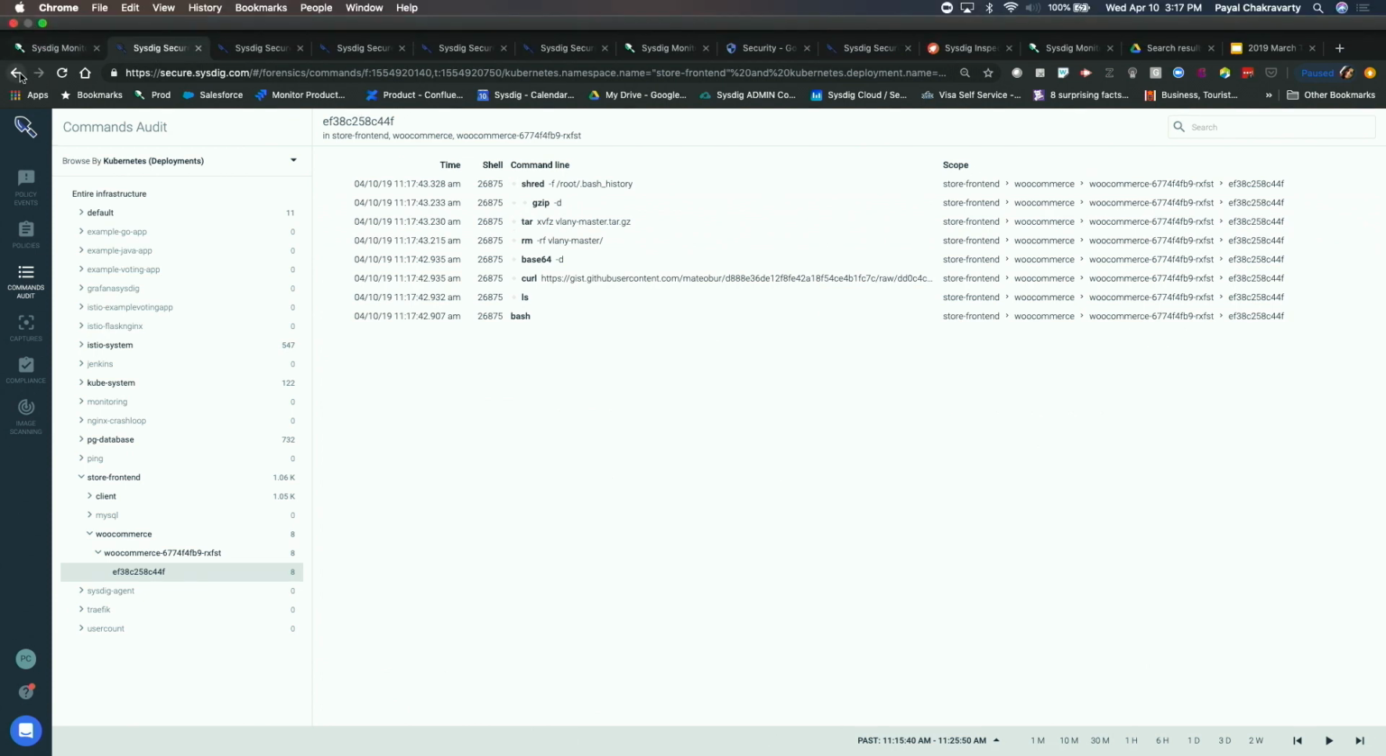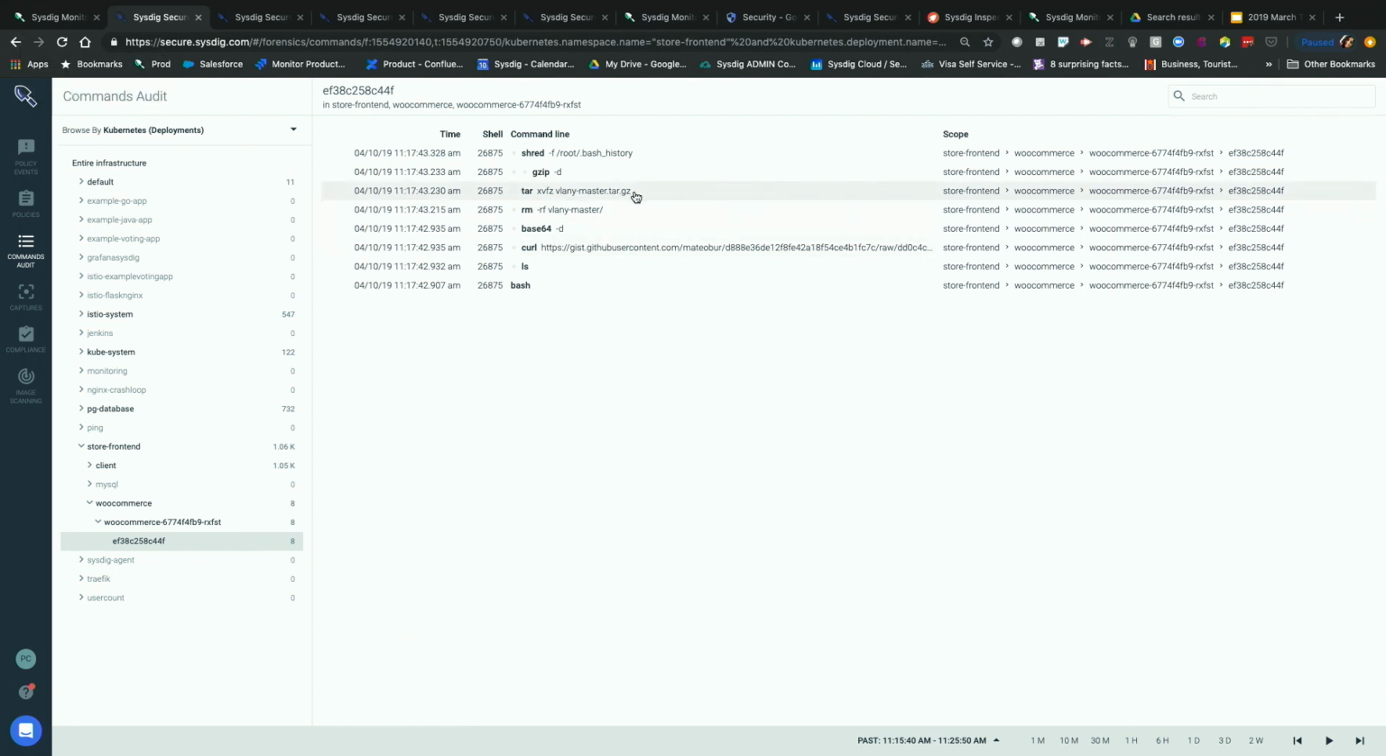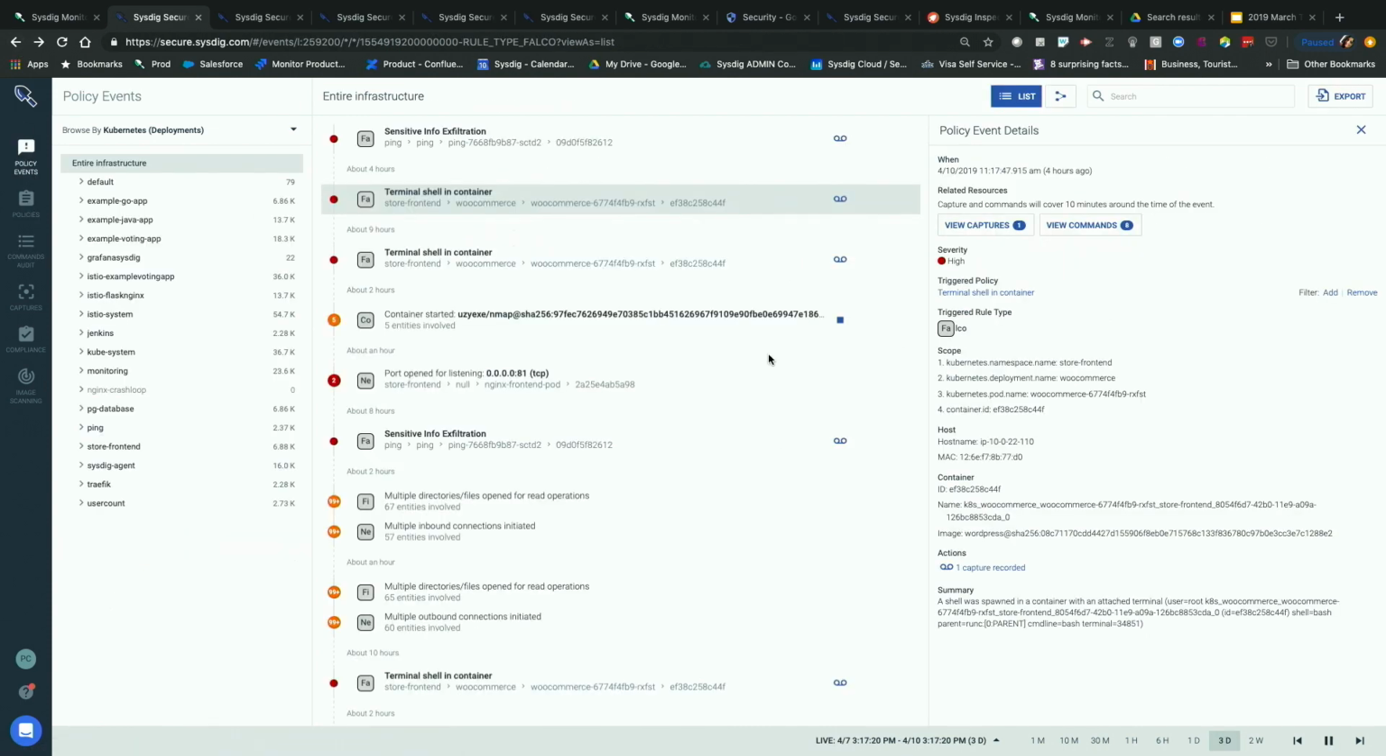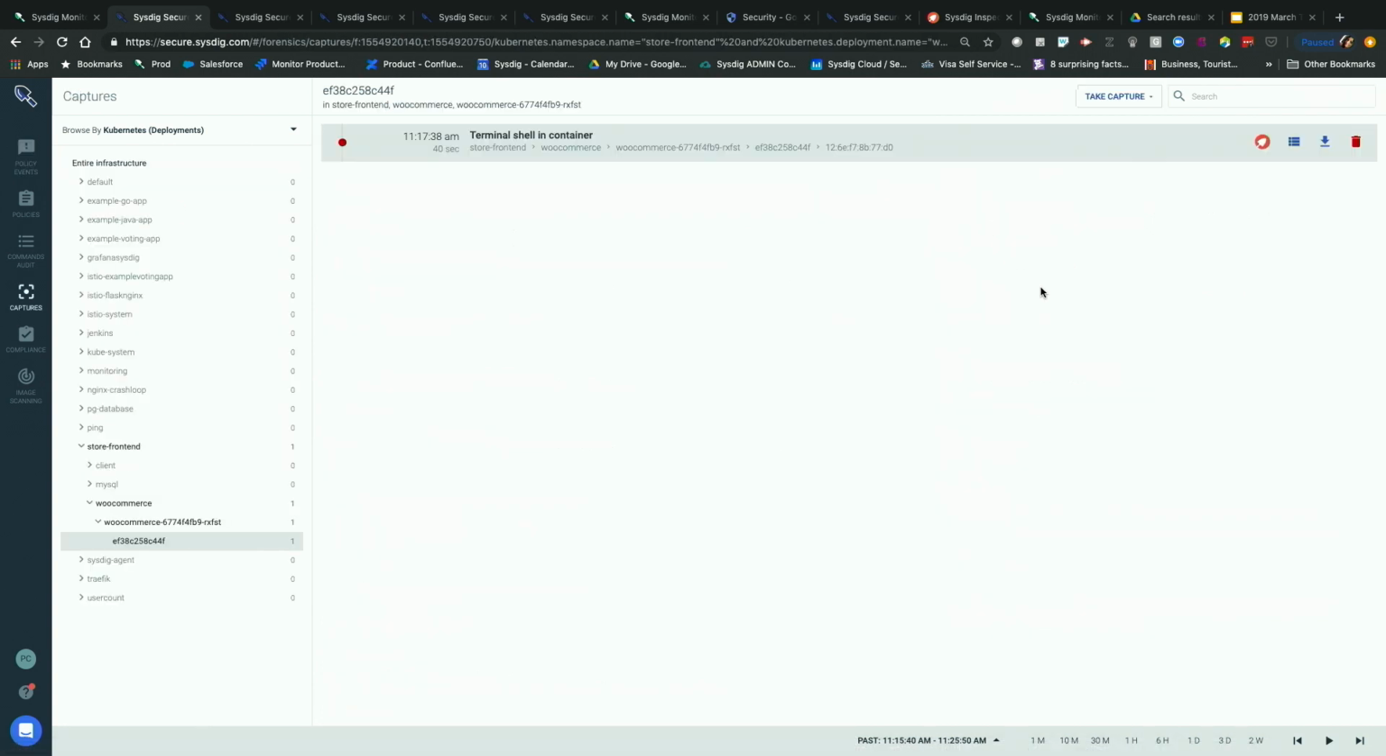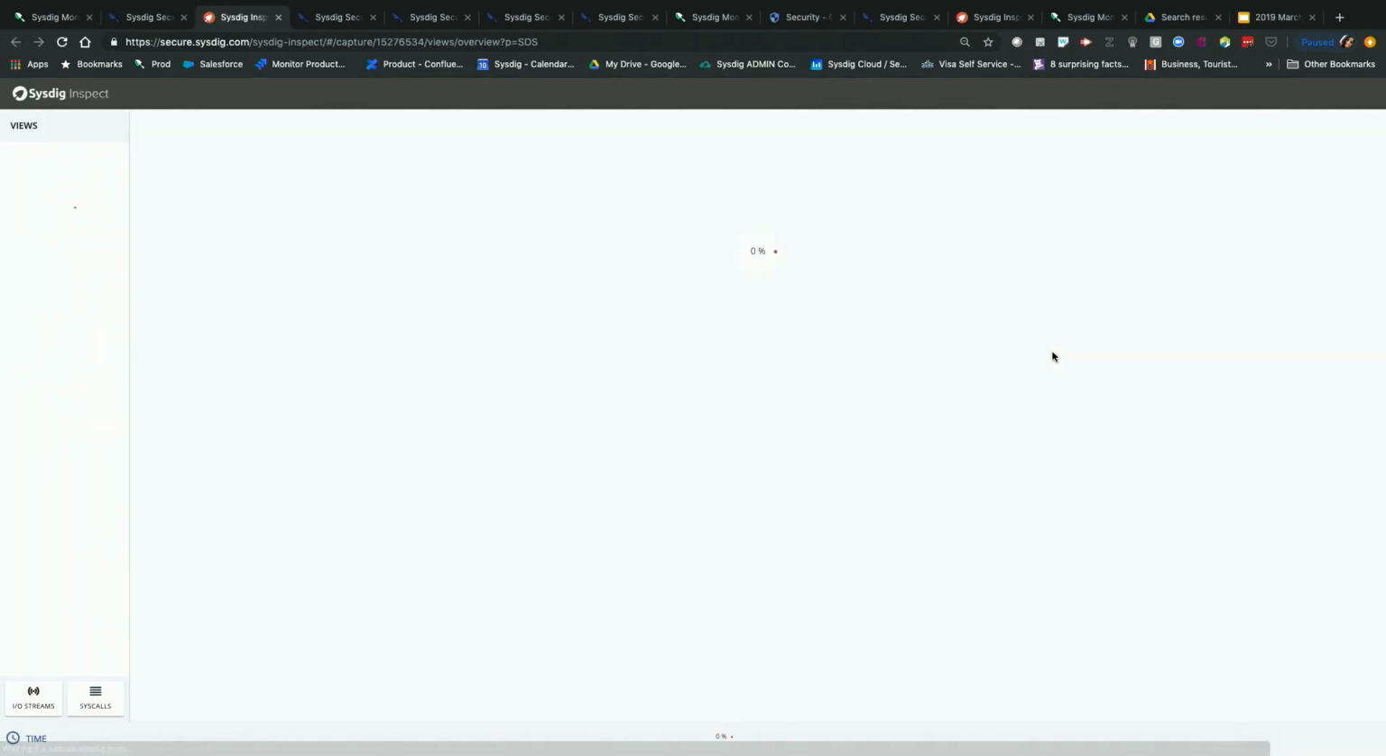Now, that's great, but I still want to dig further. I want to know what this vlanY master rootkit is, and what else did it modify, what did it touch. I want to dig deeper. So Sysdig, dig deeper. Now comes the magic of what Loris has created. We're going to look at what we call a capture file.